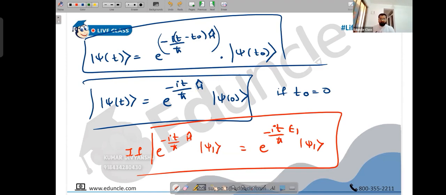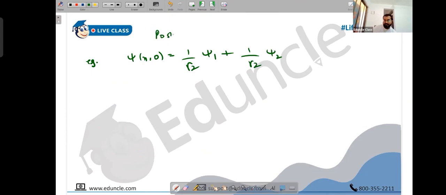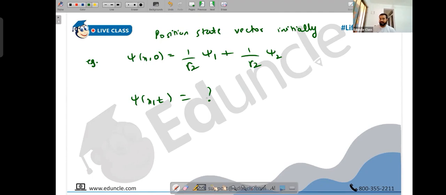No problem. So for an example, suppose I've given you an initial wave function, let's say it is 1 upon root 2 psi1 plus 1 upon root 2 psi2. This is the initial wave function, psi of x comma t, the position state vector, but t is 0 initially. But we are asking you to find the position state vector after some time t. You already know the answer. How do we write this?